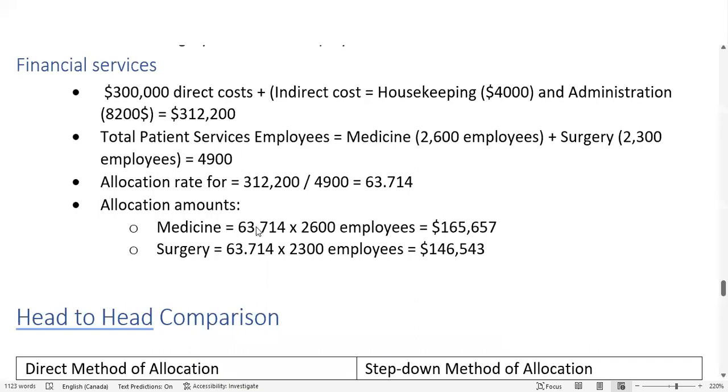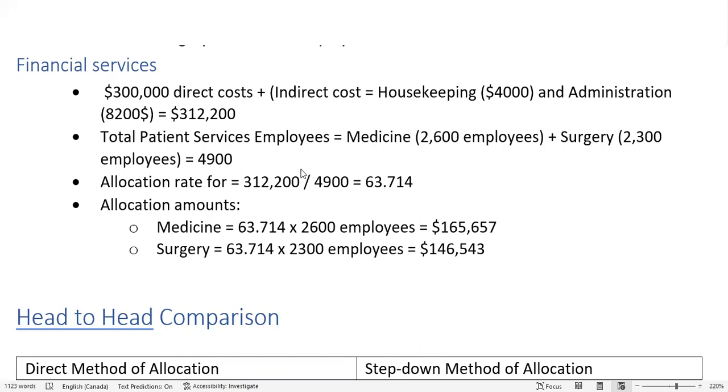Allocation amount is as follows, as you see here. Medicine is 63.714 times 2,600 equals $165,157. For surgery, 63.714 times 2,700 employees goes to $146,543. Right? So that's your allocation amount from the financial services department.